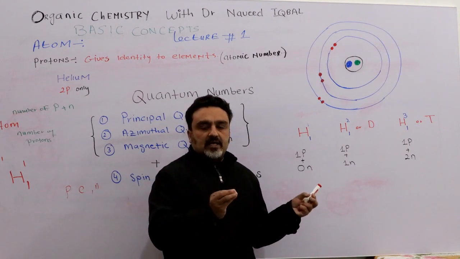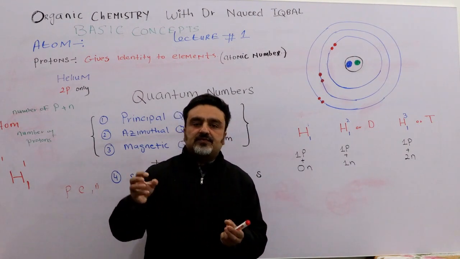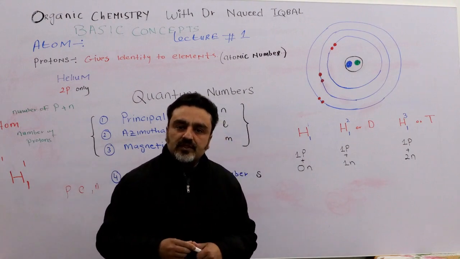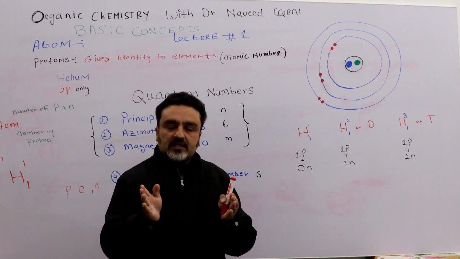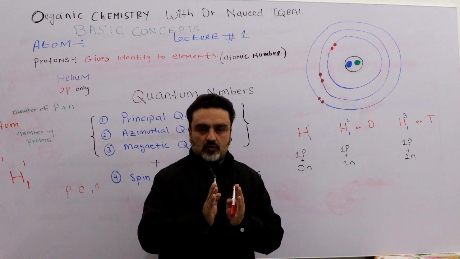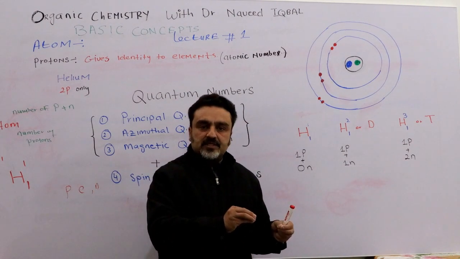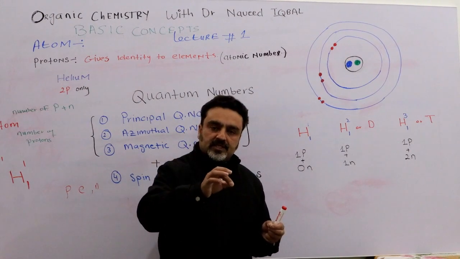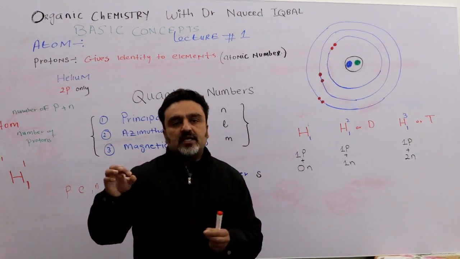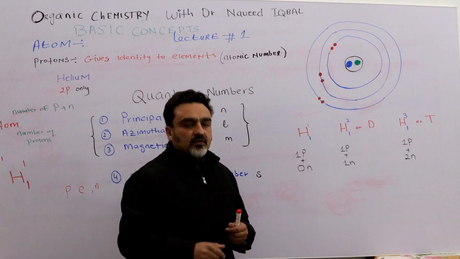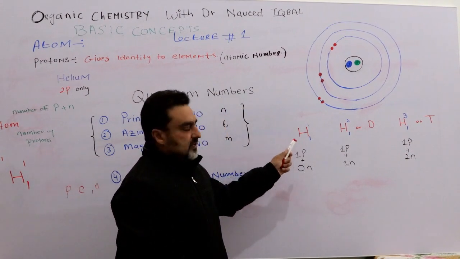Isotopes are the same elements but with a different number of neutrons, meaning elements which have the same number of protons. Why the same? What does the same number of protons mean? It's the same element, but if you add some additional neutrons into it, it will become an isotope. You will understand by looking at these.